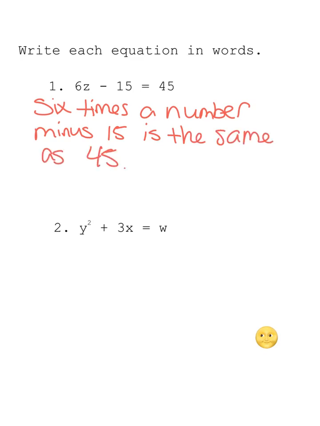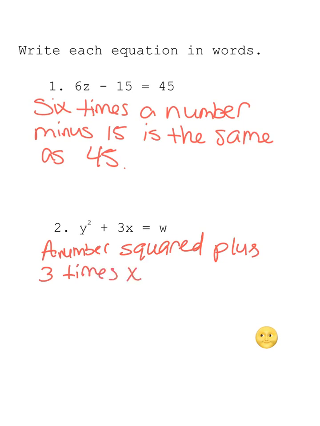Okay, number 2 says y squared plus 3 times a number equals w. So I have y squared, or I can say a number, squared, plus 3 times x is equal to W.